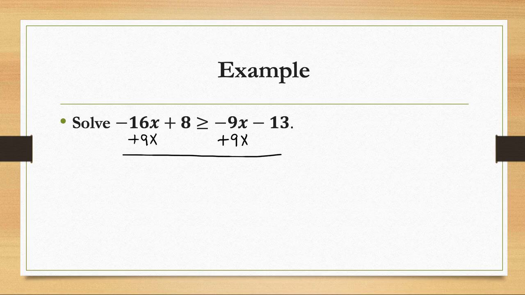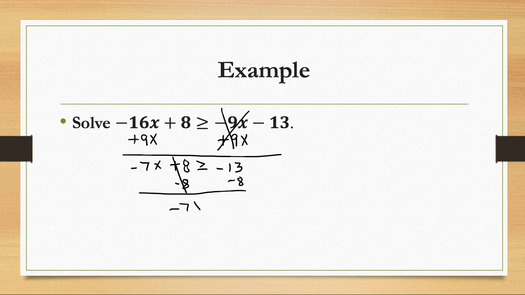So when I do that, negative 16 plus 9 is going to give me negative 7x. The 9x's are going to cancel and leave me negative 13 on the right. Again, your goal is to get x by itself. So the next step would be to work on this plus 8. So I'm going to subtract 8 from both sides, which is going to leave me a negative 7x on the left and a negative 21 on the right.